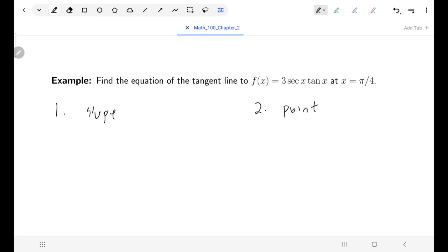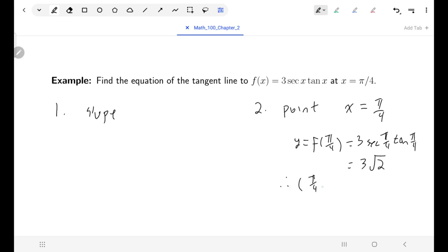And as far as the point goes, we've got part of that already. I know what the x value is for the point. That's pi over 4. So the y value, I can find that pretty easily, just putting in pi over 4 for x into f of x. So I'll have 3 secant pi over 4 tangent pi over 4. Secant of pi over 4 is root 2, and tangent of pi over 4 is 1, so I get 3 root 2. Okay, so I've got my point figured out. That's at least one thing.